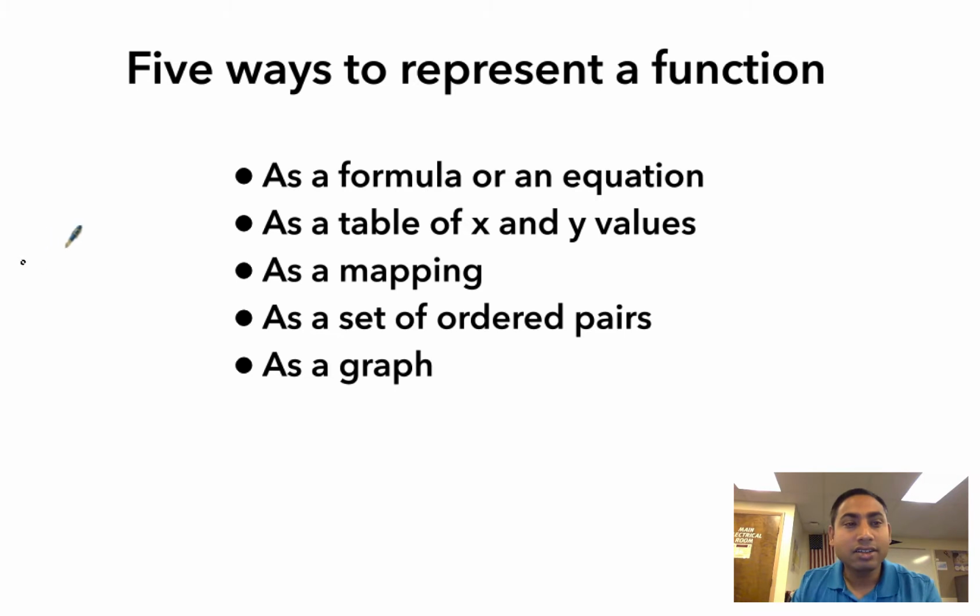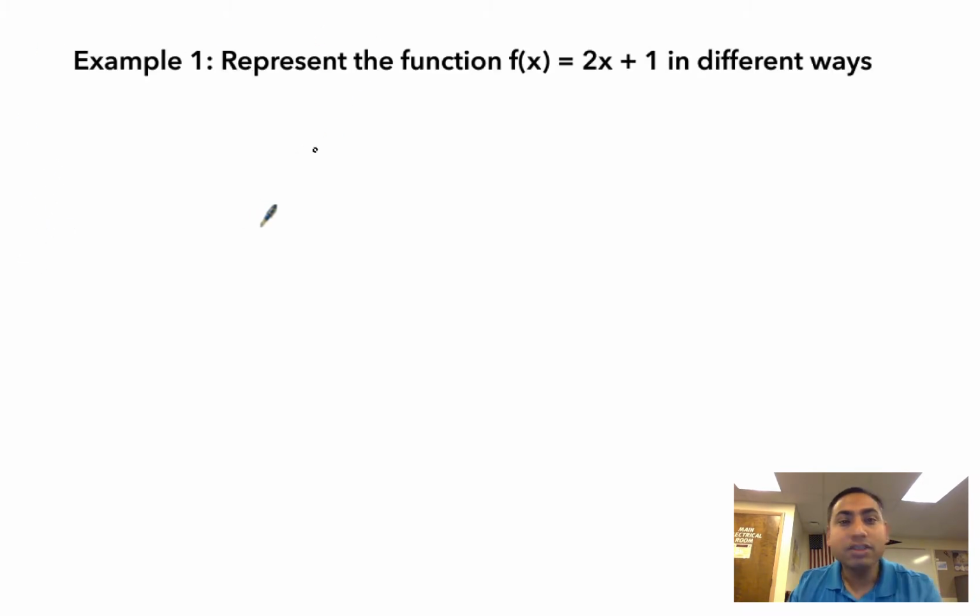Okay, let's take a look at a couple of examples. So the first one, we are given an explicit formula for the function, f of x equals 2x plus 1. Then we're going to represent this function in the 4 remaining ways. So the table of x and y values, set of ordered pairs, mapping, and a graph.